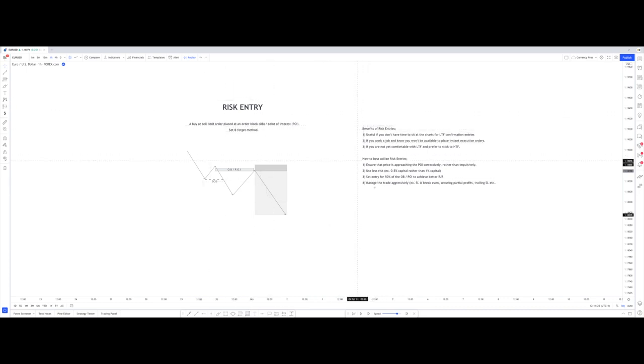And as long as you utilize these tips here, you can really have a highly probable strategy, right? And again, the entry criteria is the same. It's just simply how we structure the trade that is different, okay? So that was the risk entry.